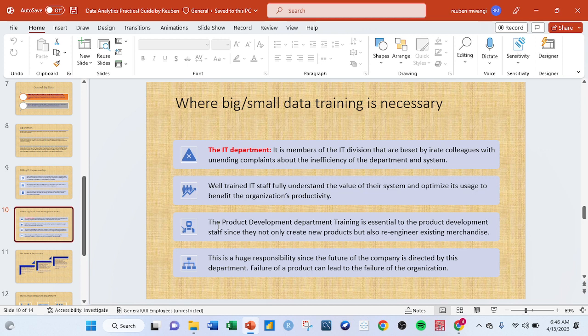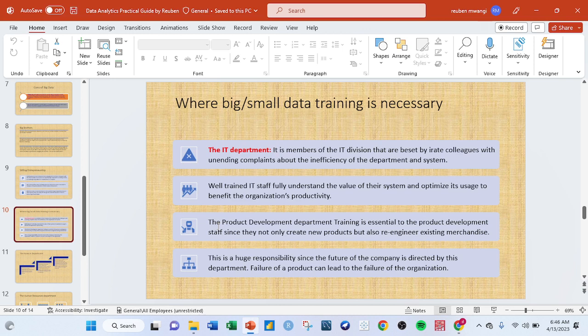Sorry for that. Number one is the IT department. The members of the IT division hear complaints about the inefficiency of departments and systems. So well-trained IT staff fully understand the value of their system and optimize its usage to benefit the organization's productivity, because if the IT department is not equipped on how to handle big data or any data, you might find that the company is not that productive.